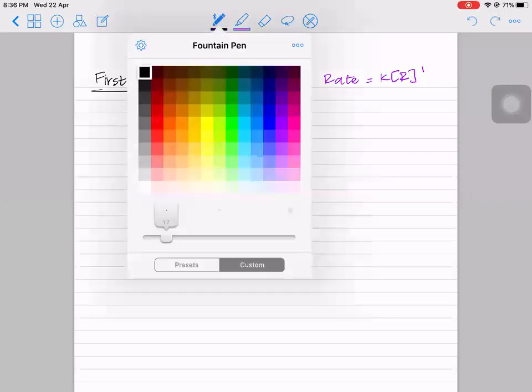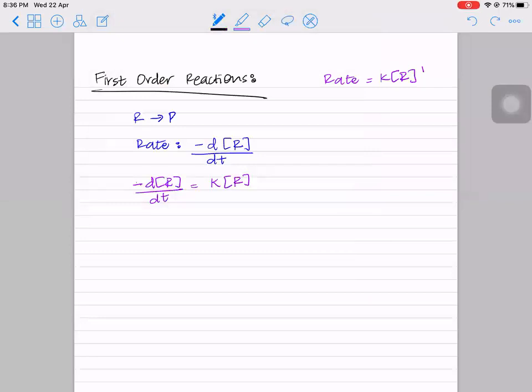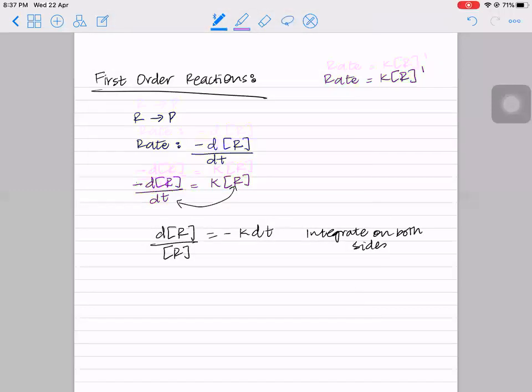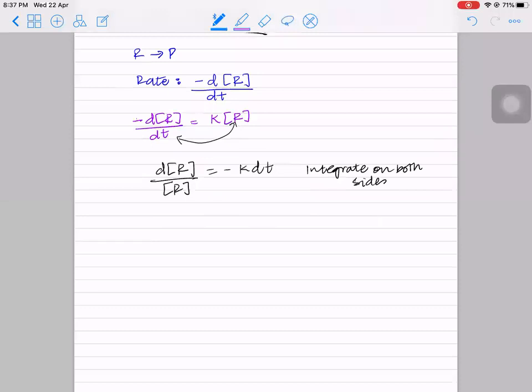Okay, now I'm going to rearrange this. I'm going to take the dt there, bring this here, like swap these positions, and I'll get what? And I'm going to take the negative sign to the other side. So I'm going to get change in concentration of the reactant upon the concentration of the reactant is equal to minus k dt. Now I'm going to integrate on both sides. And when you do that, you get natural log.